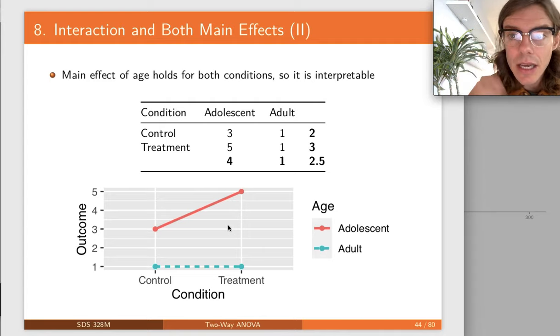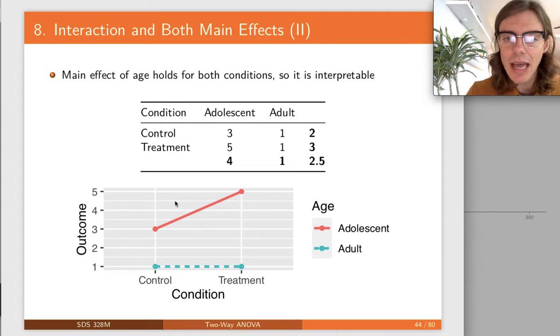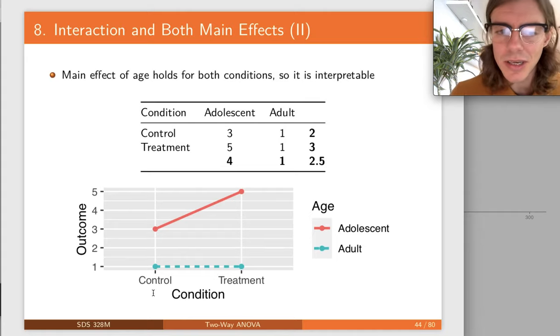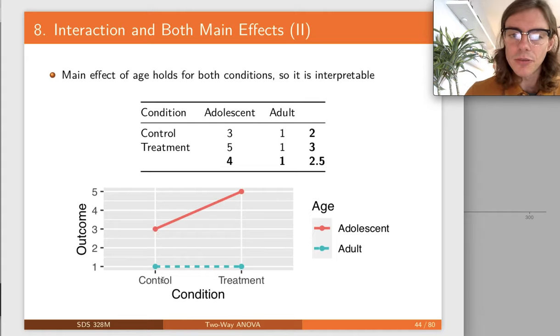But in this case, it does make sense to say there is a main effect of age. Adolescents always have a higher outcome than adults do, right? So don't worry about this so much. It's just that it's now appropriate: regardless of whether you're in the treatment condition or the control condition, adolescents are higher than adults. Cool. So typically you want to focus on the interaction. That's the cool thing, right?